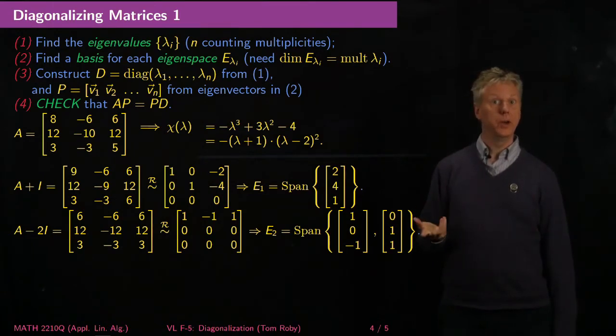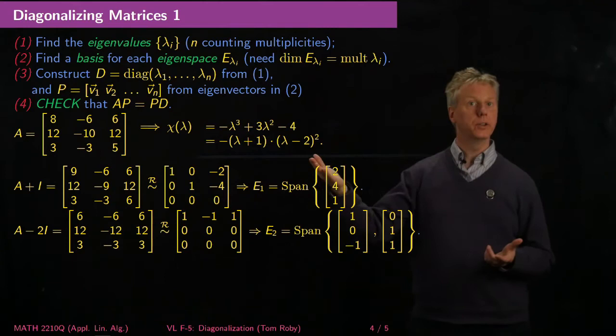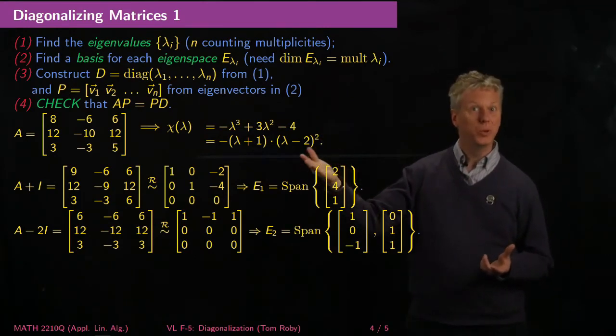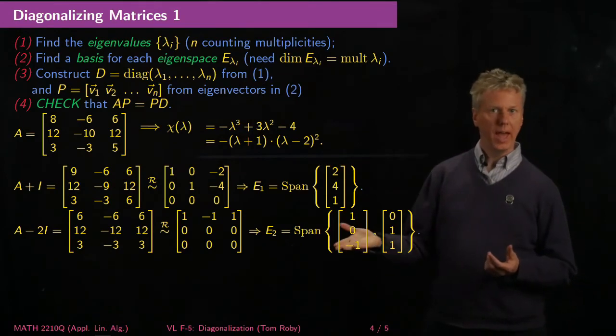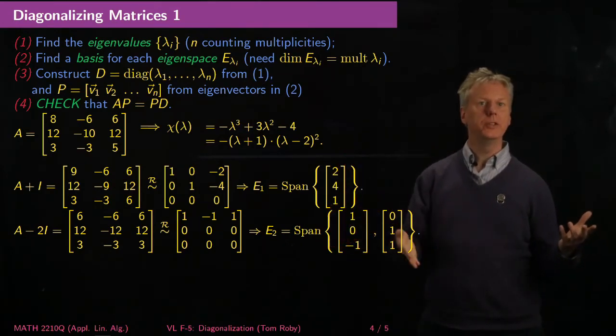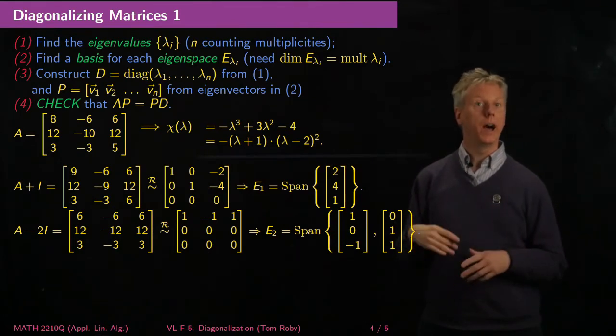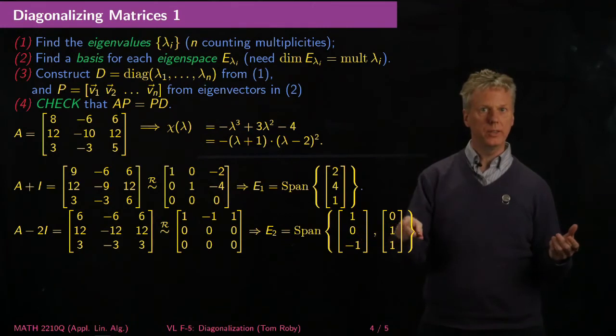Okay? So that means I have a two-dimensional eigenspace for my eigenvalue of multiplicity 2. And that's good, because now I have 3 dimensions worth of eigenvectors. Right? How do I know it's 3 dimensions? Well, I constructed these two to be linearly independent.